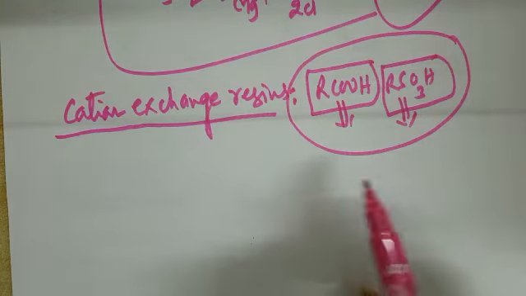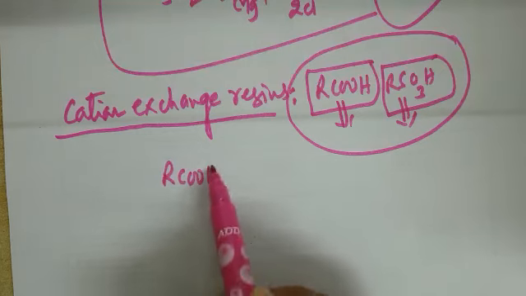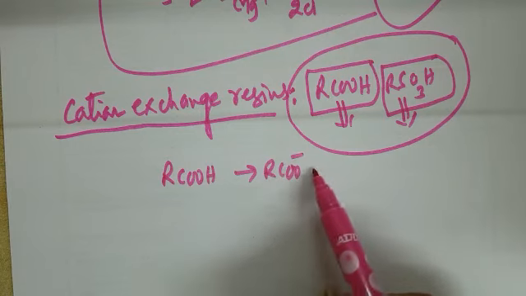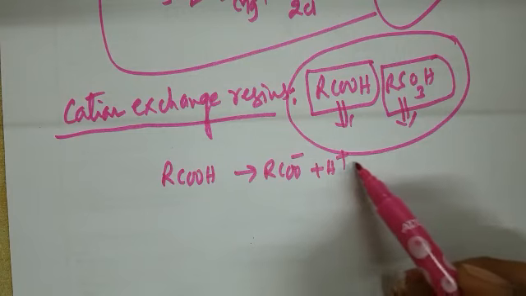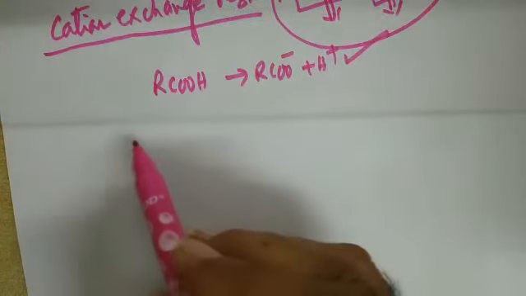Carboxylic acids act as cation exchangers. COOH gives rise to COO- plus H+. So cation exchange resins produce H+ ions. Try to complete the reaction.